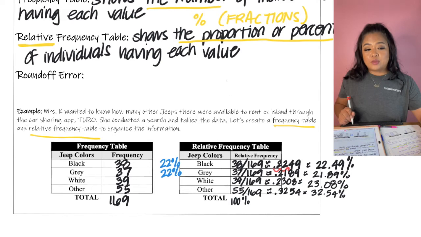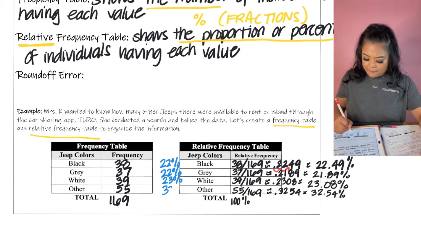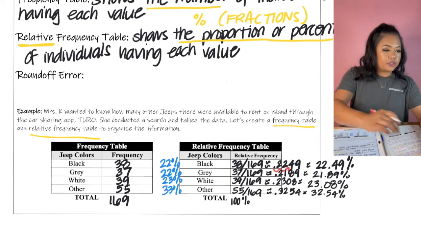0.2307. This will be 23%. And the other Jeep colors, which is 55 divided by 169, that was 0.3254. So will that be 32% or will that be 33%? That will be 33%.